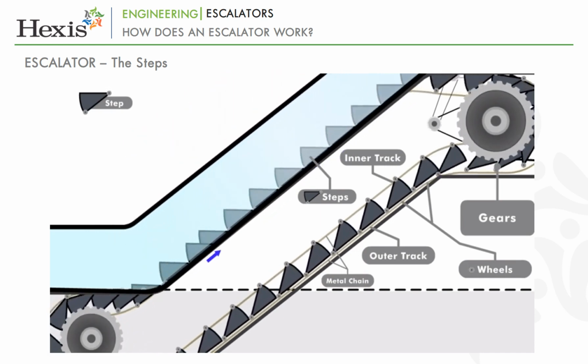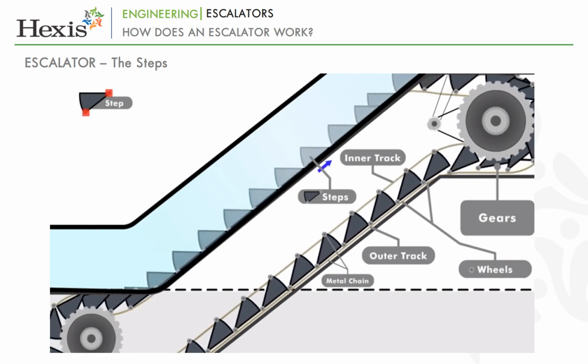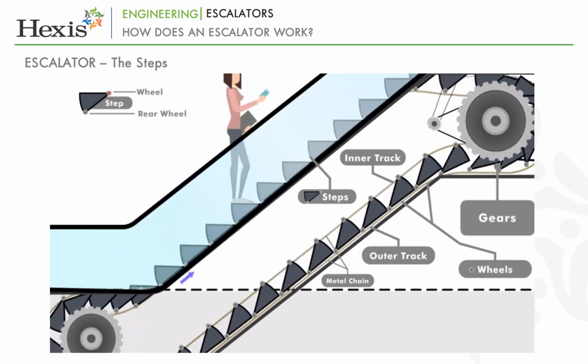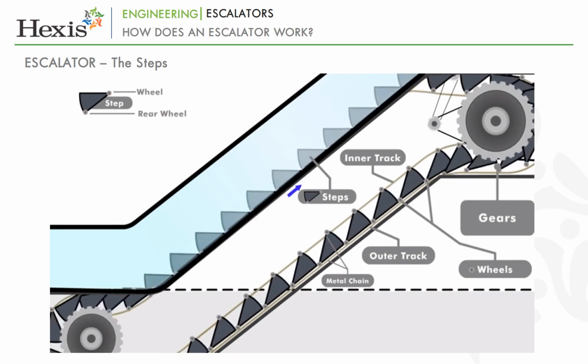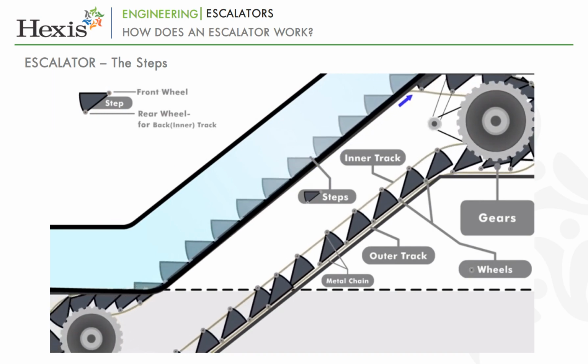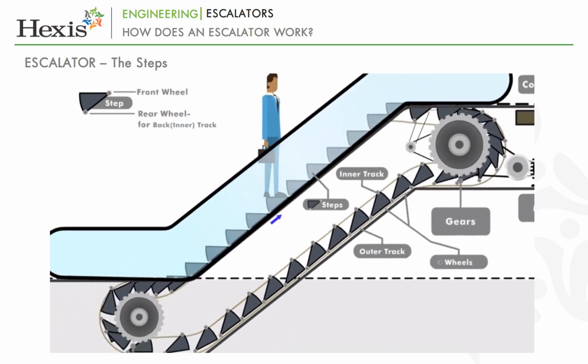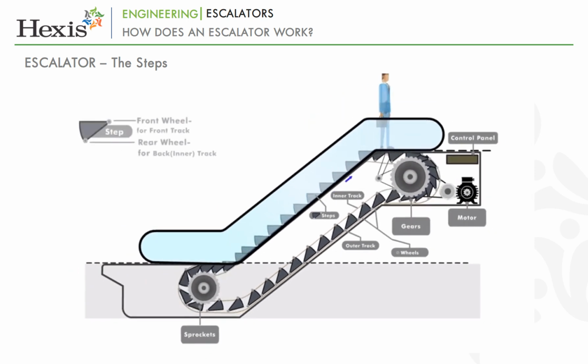The front and back edges of the steps are each connected to two wheels. The rear wheels are set further apart to fit into the back track, and the front wheels have shorter axles to fit into the narrower front track.